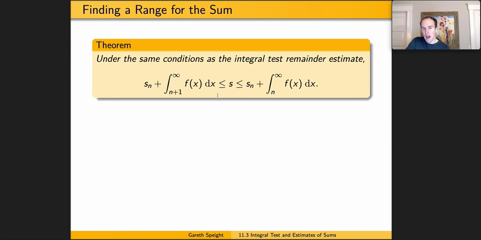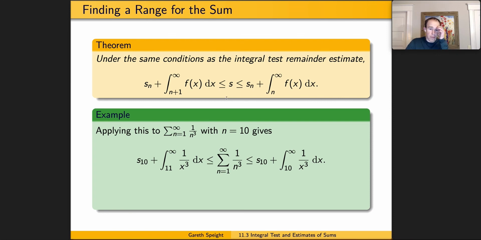And the advantage of this is that S is pretty much impossible to calculate unless you have some very particular sums like geometric sums. But Sn is always something you can calculate just by brute force, just by adding up the first n terms. And the integral from n to infinity is usually something you can calculate using all the tools that we talked about in the improper integrals section. So the left and right we can calculate, that gives us at least an estimate for what is in the middle.